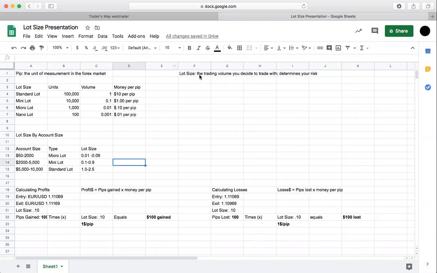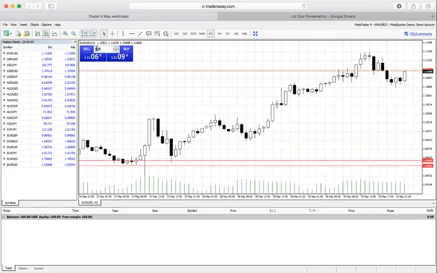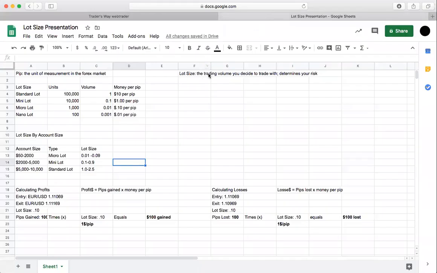Now, the lot size. You enter the lot size here at the top. This is where you enter the lot size. The lot size is just the trading volume you decide to trade with. It determines your risk. It also determines how much money you could potentially make and how much money you could potentially lose. So let's look at the different types of lots.